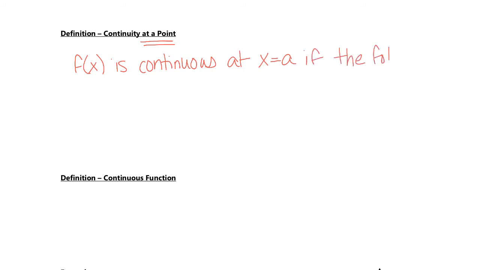Okay, so we're going to formally write down the definitions. We're going to take what we just wrote down with that example and then generalize it. So when we're looking at continuity at a point, and in the last example we did it when x is equal to -2, f at x is continuous at x equals a, if the following conditions are satisfied.